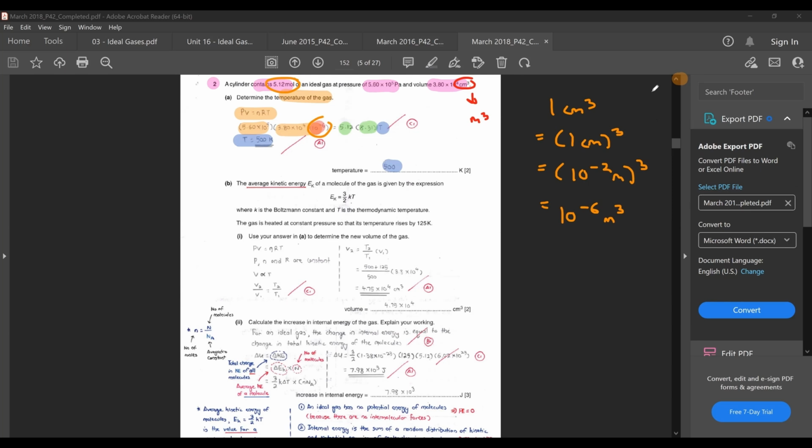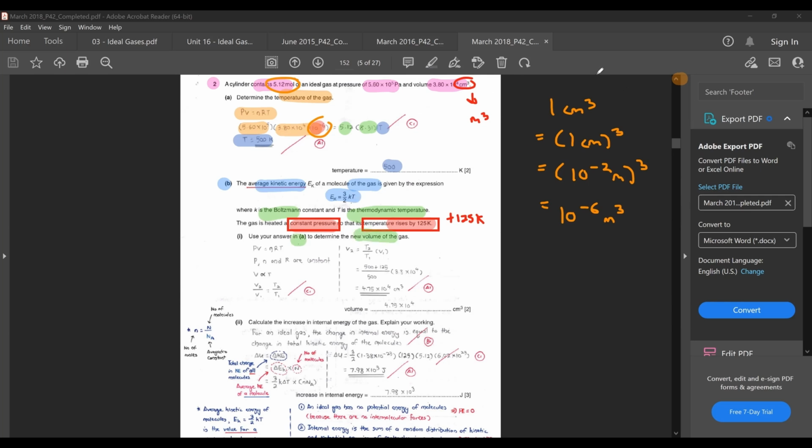And then last question in part B. Your average kinetic energy EK of a molecule of the gas is given by this expression. EK equals 3/2 kT, where k is your Boltzmann constant and T is your thermodynamic temperature. The gas is heated at constant pressure, so this is a keyword, so that its temperature rises by 125 Kelvin. Temperature is rising by 125 Kelvin. This is plus 125 Kelvin. Okay. Use your answer in A to determine the new volume of the gas.